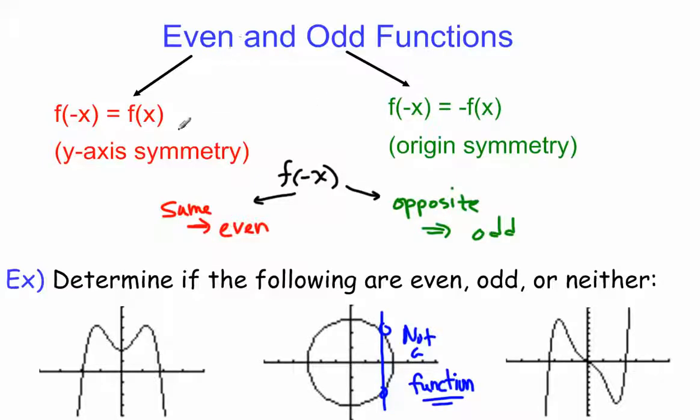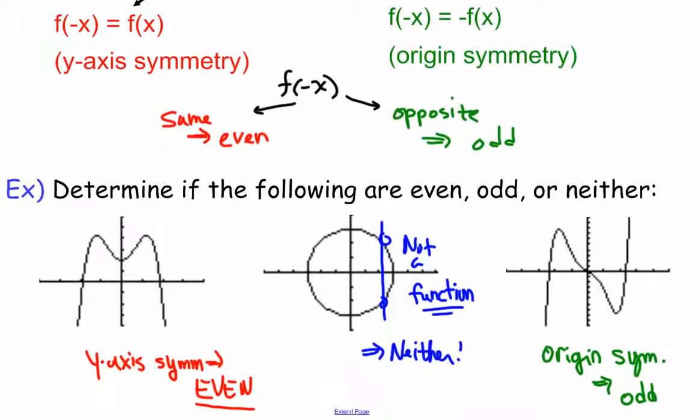So even means f of x equals f of negative x will give me back the original, the same function, and it's y-axis symmetry. An odd function means I'm going to get back the opposite of f of x, and I'm going to have odd origin symmetry. All right, so let's look at some pictures.